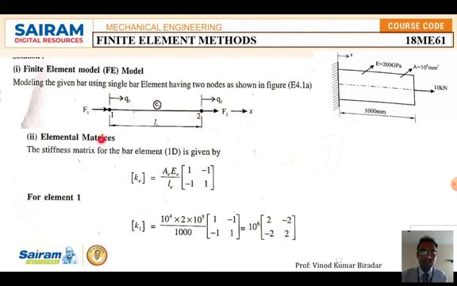So what is the second step? The element stiffness matrix. Since it is only one element, you use the stiffness matrix for the bar element, which is given by a formula we already derived: K is equal to AE by L times the matrix 1 minus 1, minus 1 1. This is the formula I know.